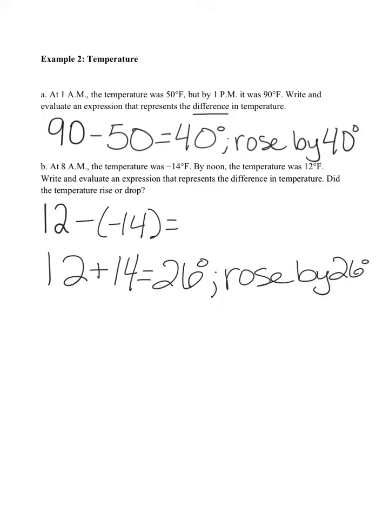We can also think about this visually, like if we were to think about a thermometer. It started at negative 14, so on a thermometer or like a number line, from negative 14 to 12 degrees Fahrenheit. So from negative 14 to positive 12, it's a difference of 26, or the 26 numbers between those 2 points.